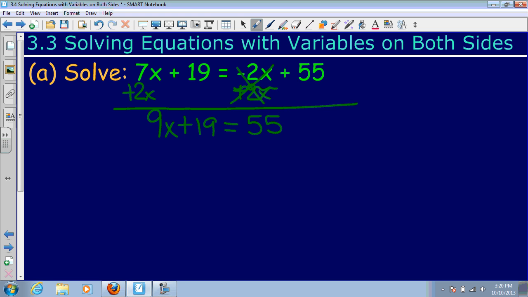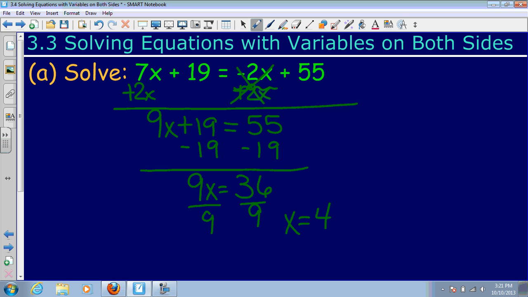And now I have a standard two-step equation. So I would subtract 19 from both sides, and I would get 9x equals 36, and then I would divide both sides by 9, and I would find that x would equal 4. And I could substitute it back in and have 28 plus 19 should equal negative 8 plus 55. Okay? Just a standard equation with variables on both sides.